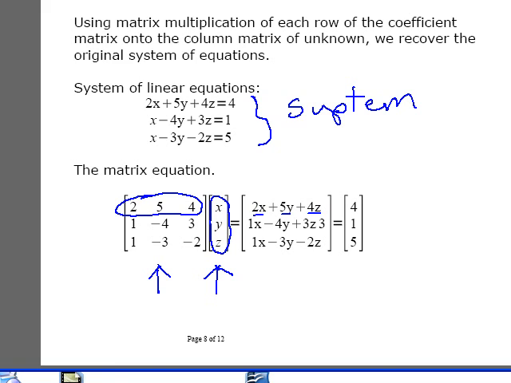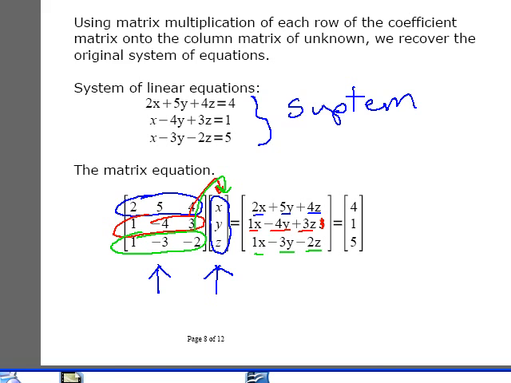I would do the same with the next line. The 1, minus 4, and 3 go against the x, y, z, and I get 1x minus 4y plus 3z. Then on the next line, I've got 1, minus 3, minus 2 going against that column x, y, z. I get 1x minus 3y minus 2z. Now they're equal. Remember, there's an equal sign to these constants, 4, 1, and 5.